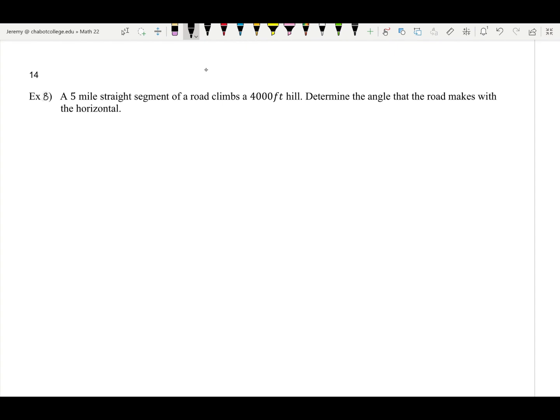I'll draw a little picture over here. Let's say here's the hill that we're going up. Okay, and if we're talking about the height or the elevation, we're sort of talking about the distance from the horizontal, maybe at the start of this 5-mile stretch. So the triangle that I see sort of coming together here is, we have this height, which is 4,000 feet. And we have this stretch of road that we're actually driving on. This is 5 miles.